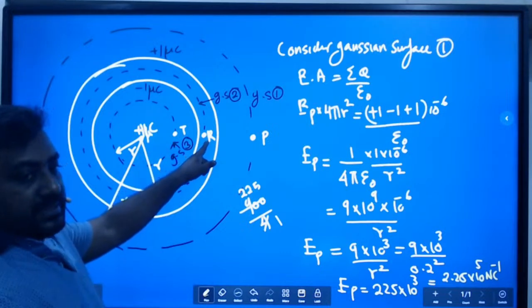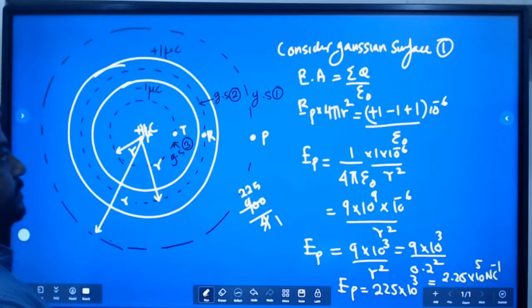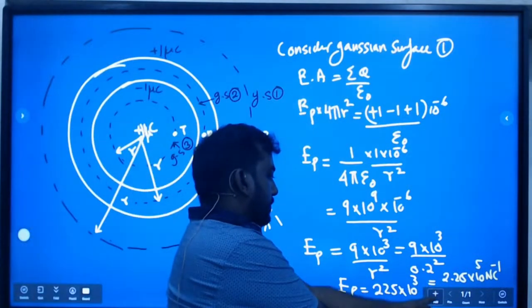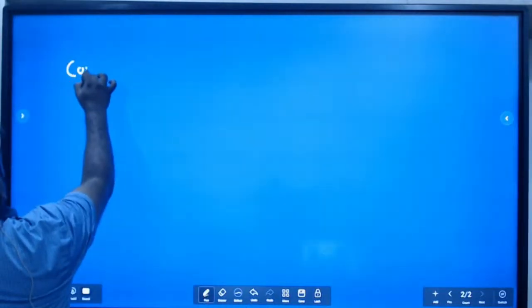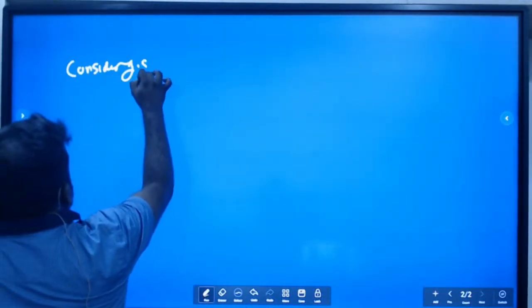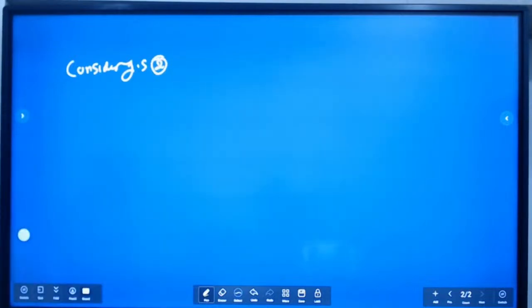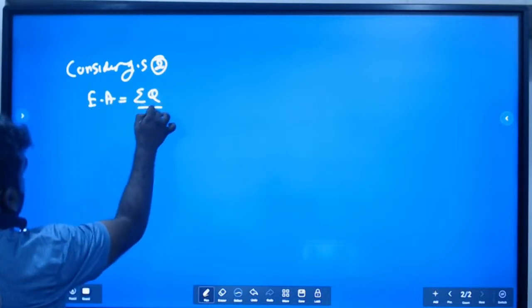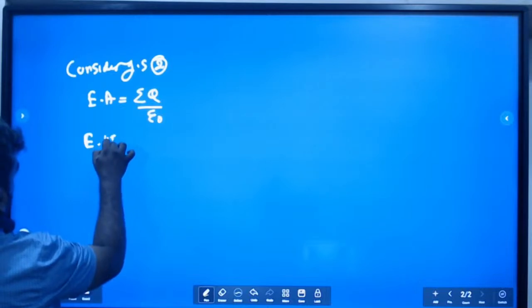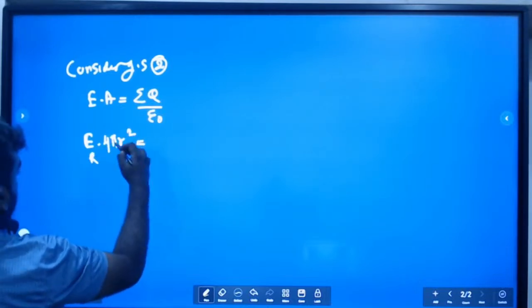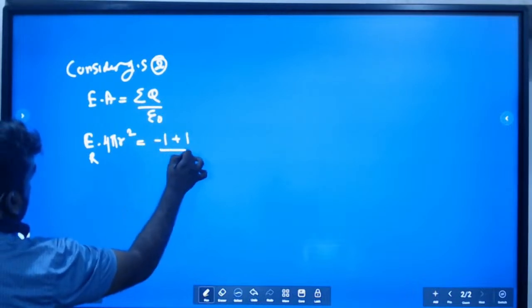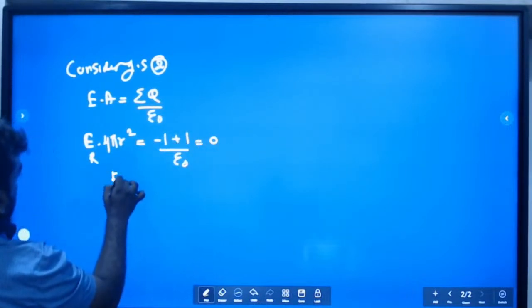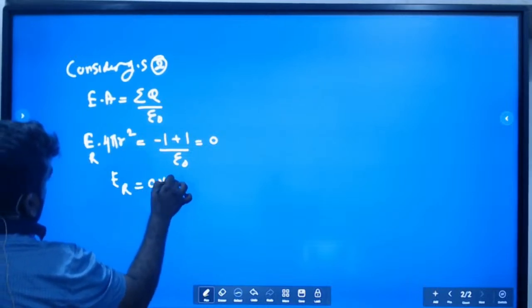Next, Gaussian surface number 2. Once you are writing, please write. Consider Gaussian surface number 2. Here you have E times A equals sum of charges over epsilon naught, E times 4 pi r squared. The sum of charges inside is minus 1 plus 1, so the electric field strength is 0 Newton per coulomb.